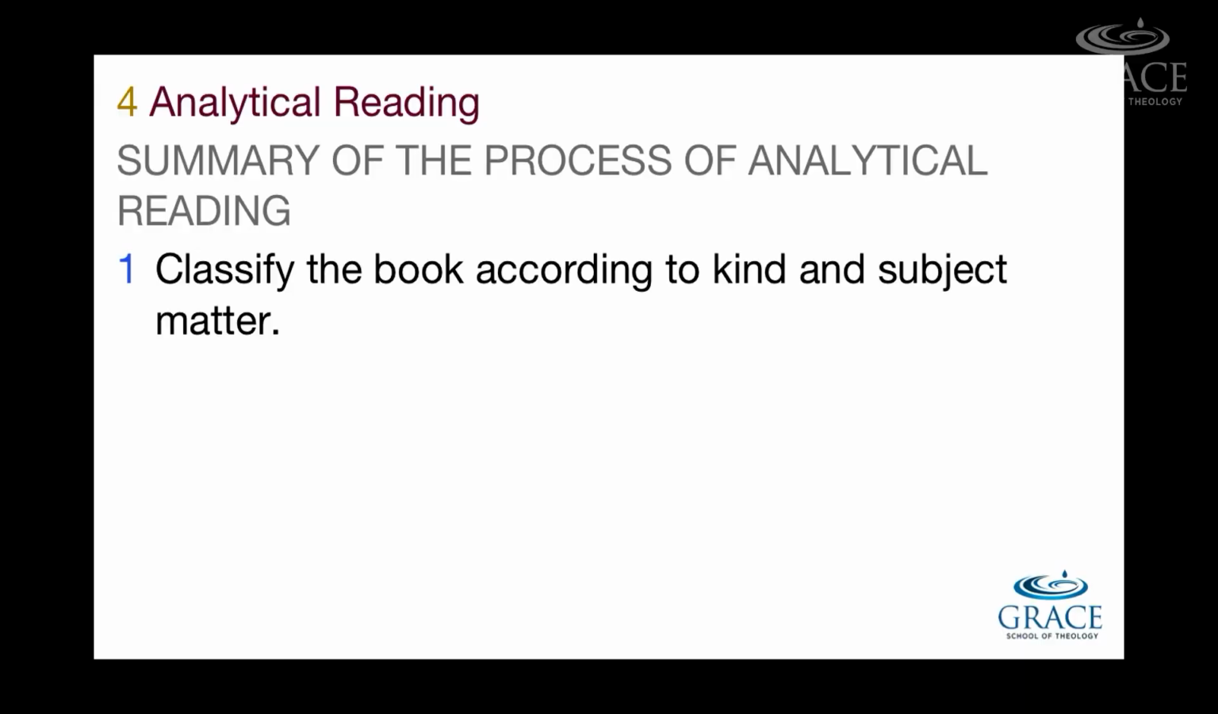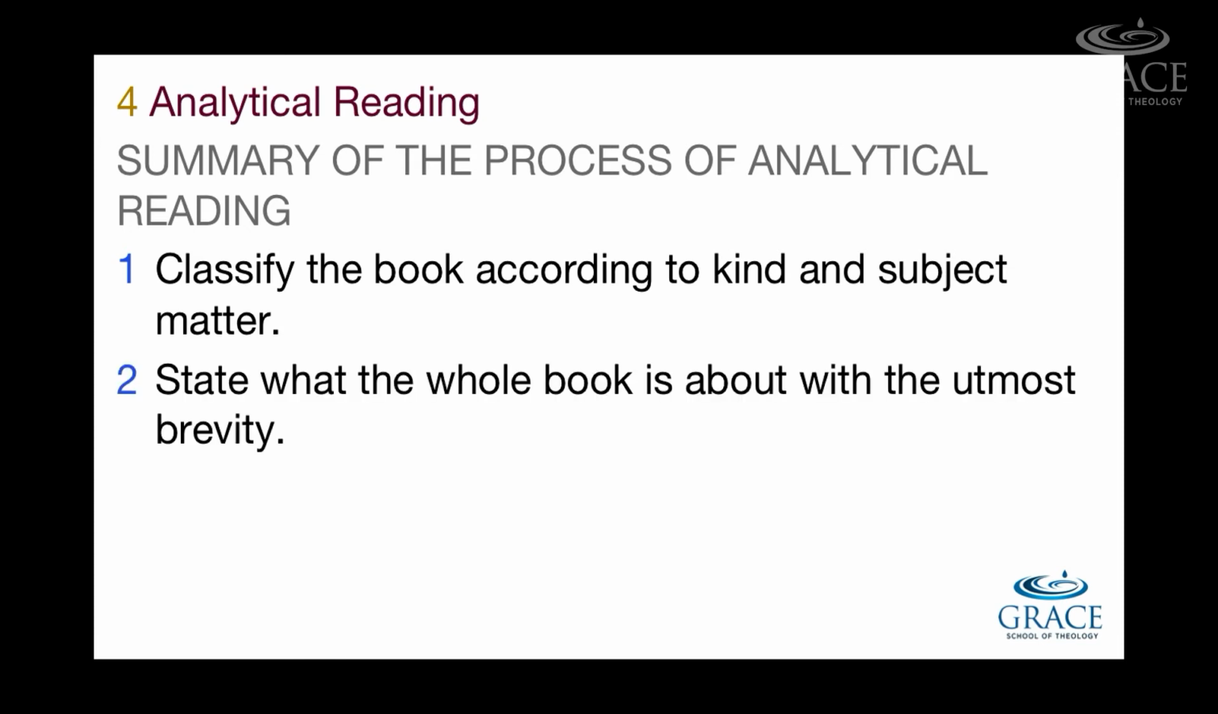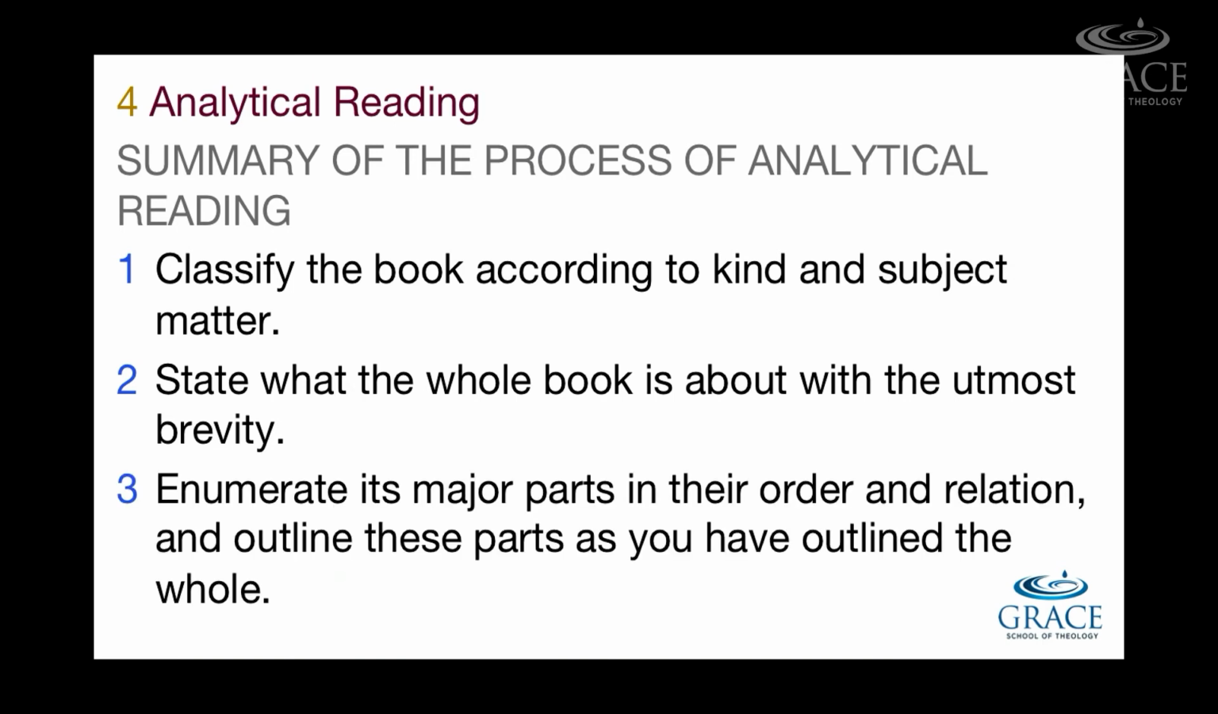So in summary of analytical reading: 1, classify the book according to kind and subject matter. In regards to the Bible, look for what genre, what type of literature you're in. Number 2, state what the whole book is about with the utmost brevity. We're looking for a subject complement statement. Number 3, enumerate its major parts in their order and relation, and outline these parts as you have outlined the whole. So we're trying to determine how all the major parts fit together.